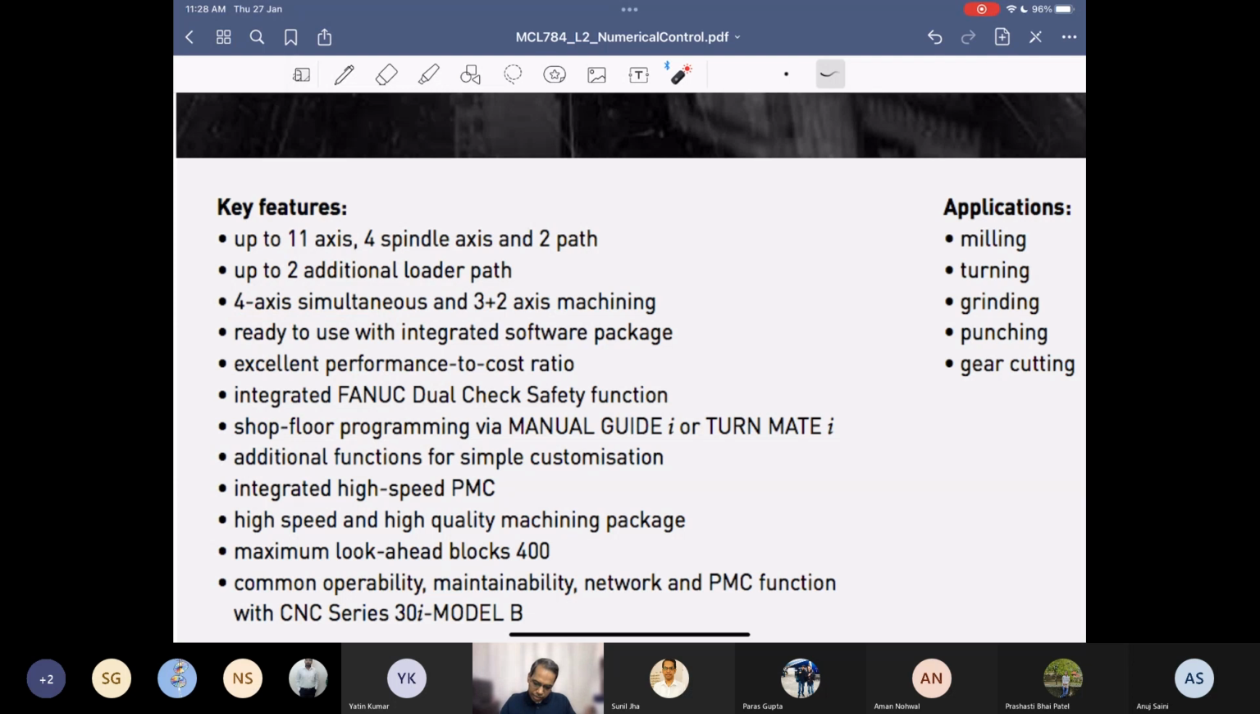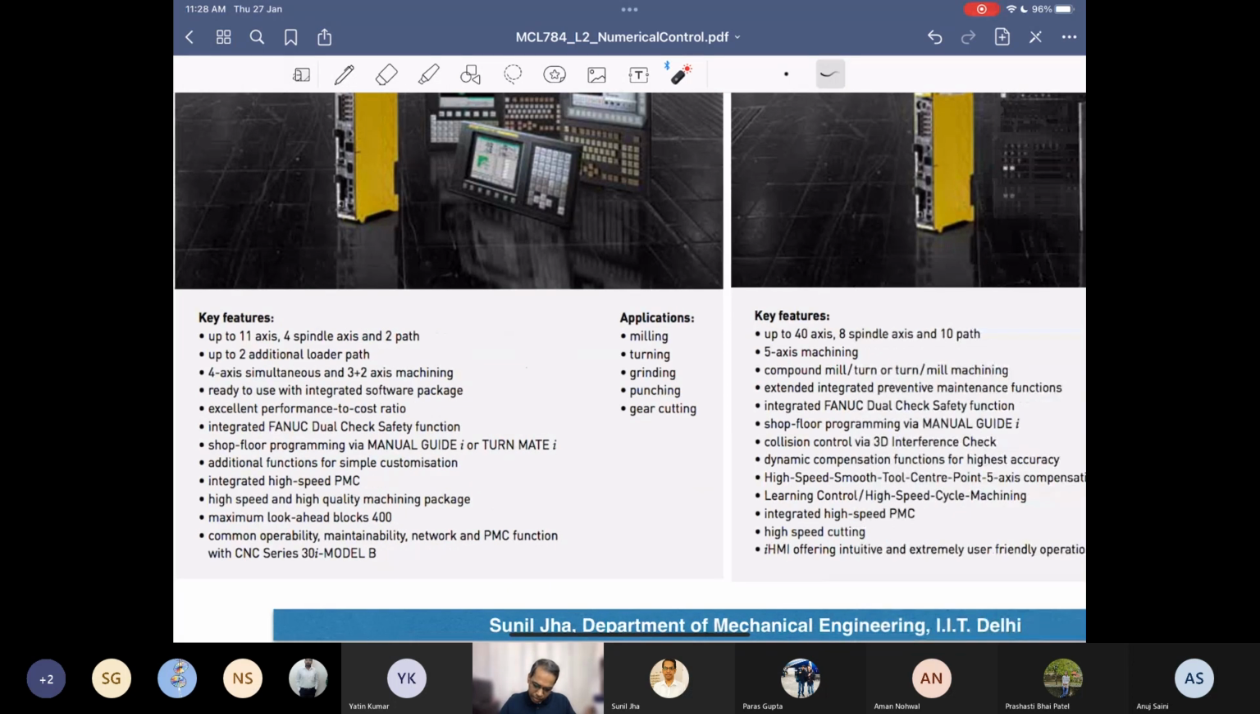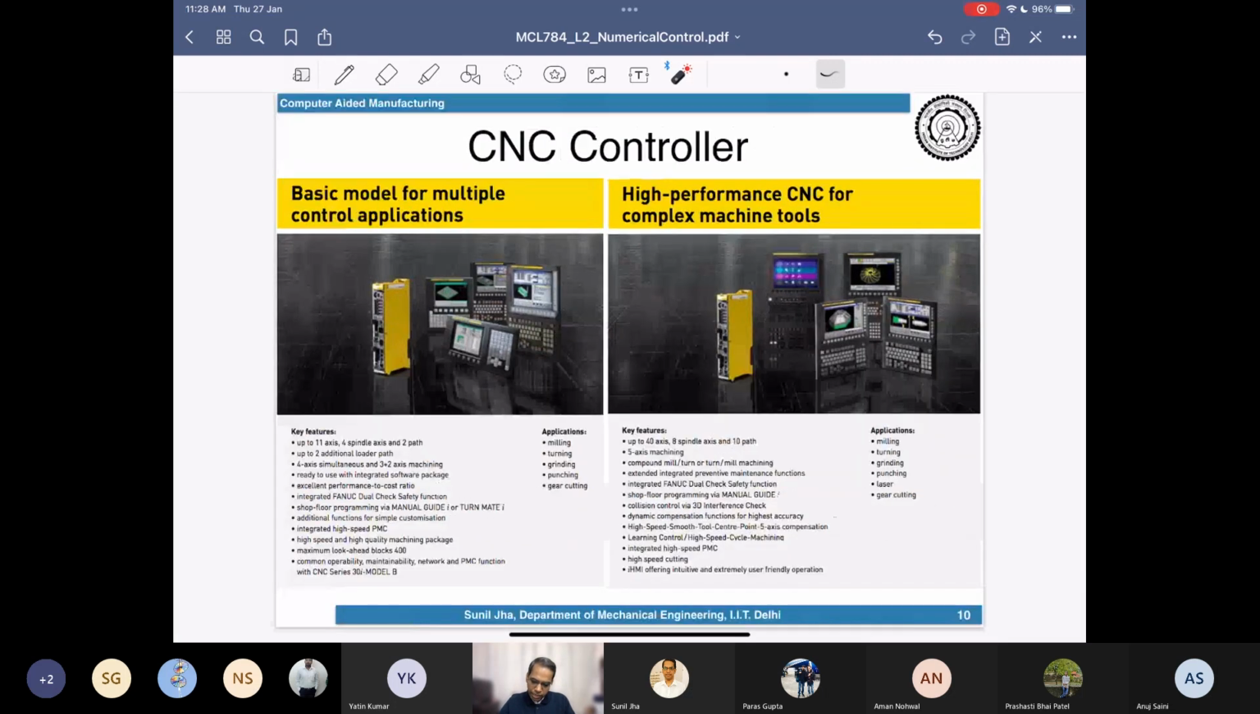So this is a certain important part. I'm not going into all the features, but I will strongly recommend please go through the manufacturer's website, and then you will understand what capabilities the controllers have. And these capabilities are coming because they have the computer inbuilt into the machine tool now.